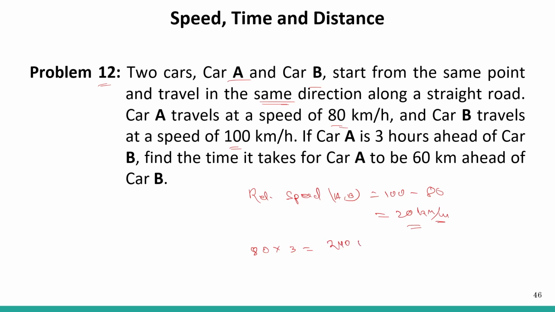So it is actually 240 kilometers away from B, right? And their relative velocity is what? 20 km per hour, and B will be covering up this much distance in how much time? Also it is told that car A will be 60 km ahead of car B. So 240 minus 60 is equal to what?